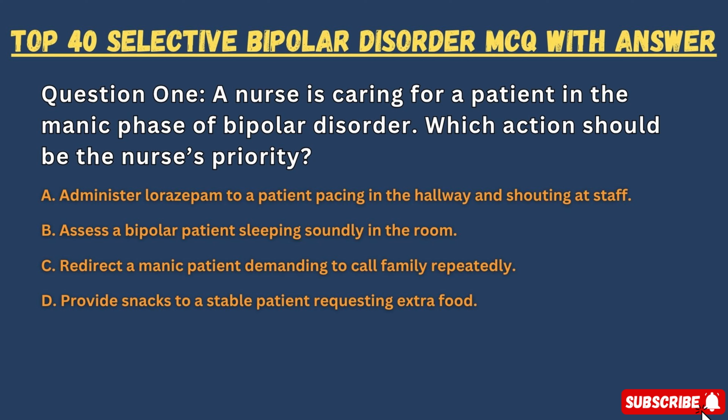Question 1. A nurse is caring for a patient in the manic phase of bipolar disorder. Which action should be the nurse's priority? A. Administer lorazepam to a patient pacing in the hallway and shouting at staff. B. Assess a bipolar patient sleeping soundly in the room. C. Redirect a manic patient demanding to call family repeatedly. D. Provide snacks to a stable patient requesting extra food.